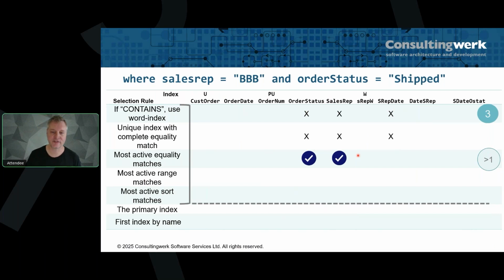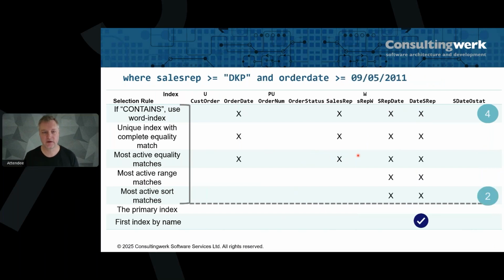Okay, there's no further selection that needs to happen. We have some range matches where sales rep is greater than or equal to DKP, order date is greater than a date value. Again, leading components, no unique indexes, there's no word indexes. There's no equality matches in here, right? These are range matches. And so we do the search here.